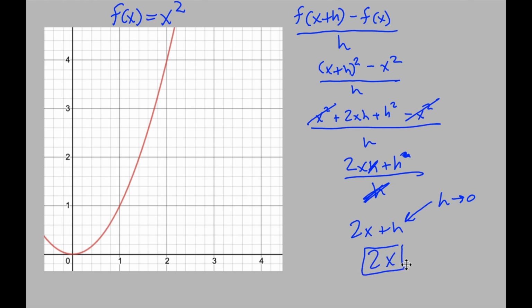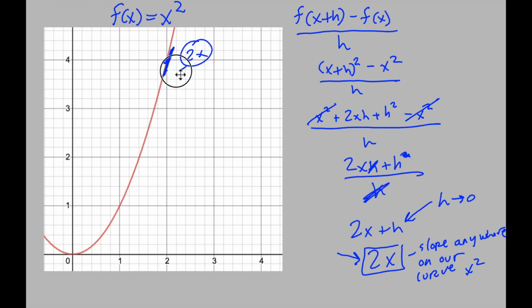So what this represents is the slope anywhere on our curve x squared. So for example, if I'm here where x equals 2, to find the slope there, I'm using that equation. So here, to find the slope of this line at that point, I'll say, okay, 2x, that's my gradient or my slope function. So to find the slope here, I'll do 2 times 2, 4. I put in 2 here because my x was 2, remember?